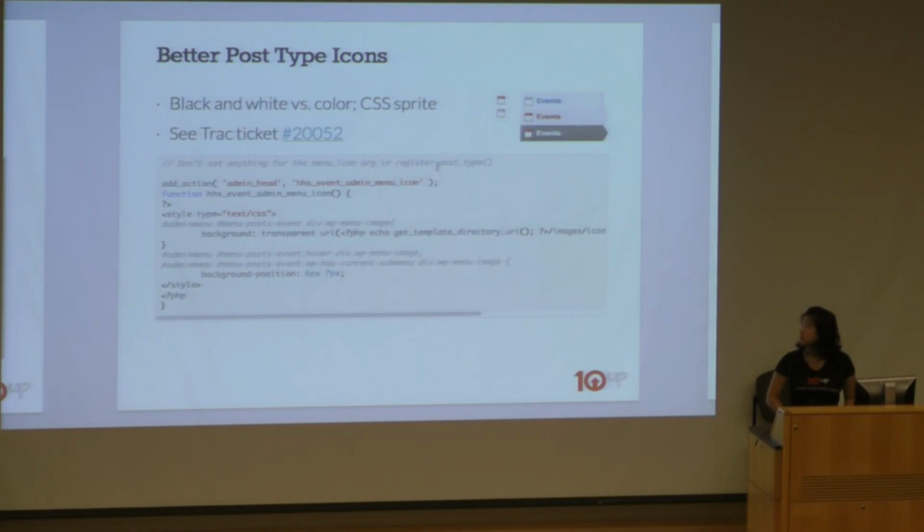And the other thing that we do is that we don't register anything for the menu icon when we're registering our post type. That's in my code. I also filed a Trac ticket, 28052, for supporting CSS sprites for the menu icon argument in register post type. And we'll see if that happens. But I think that probably means somebody has to refactor the admin menu code, which nobody wants to do. Coop is saying no.